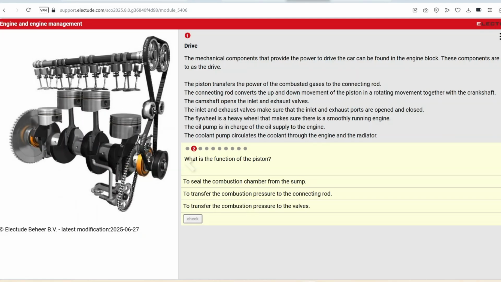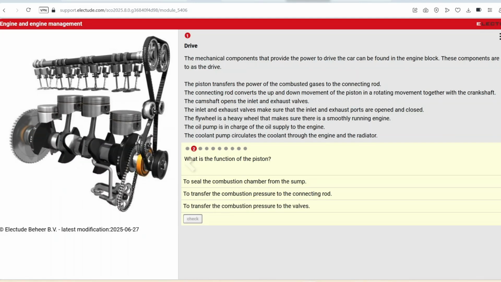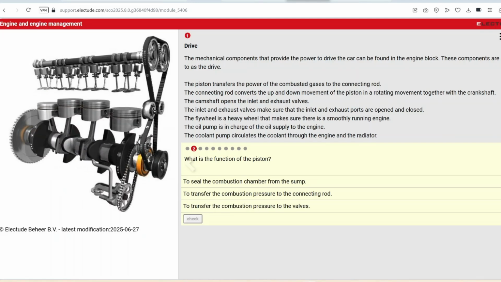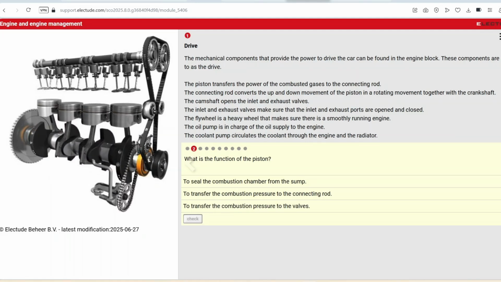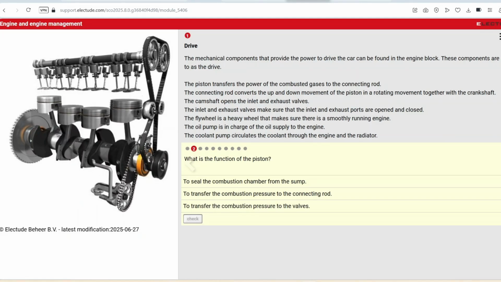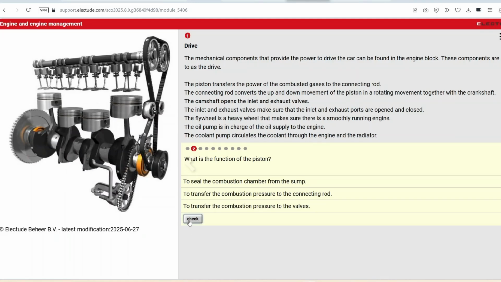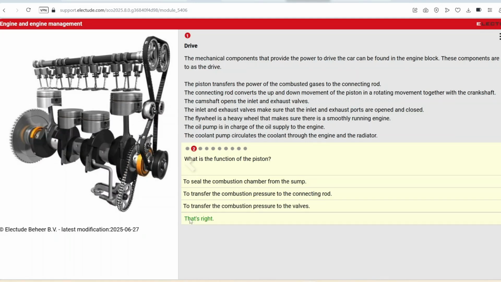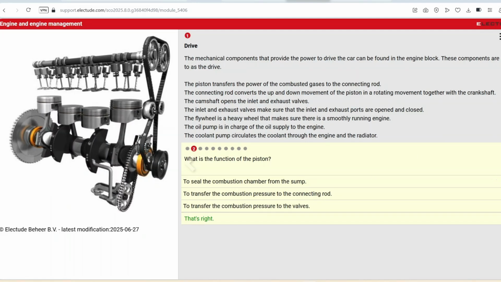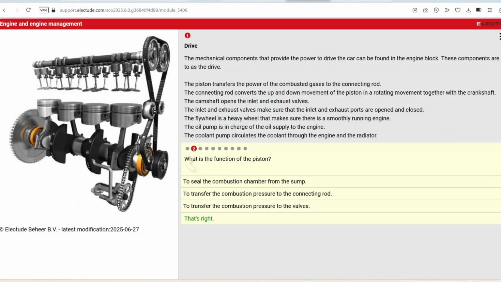So for the first one, I believe that's true. And I believe the second one is true, but the third one is false. So I choose that, and then I check down here at the bottom, and I'm right. That's right. So I move to the next question.